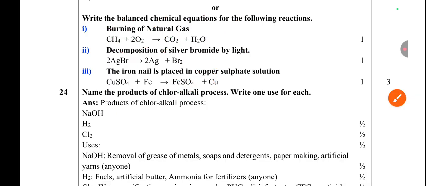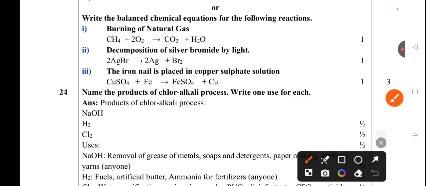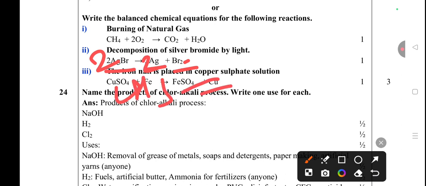Then second one, decomposition of silver bromide by light. Silver bromide, AgBr, reacts to give Ag and Br2. To balance this Br2, we took 2 here, and if we take 2 here, silver also 2. That's why LHS is equal to RHS.